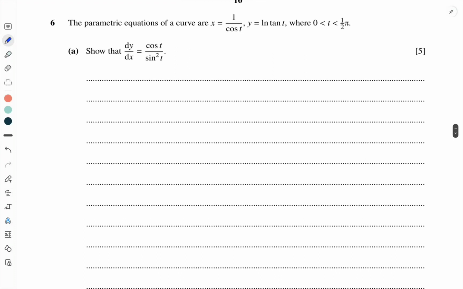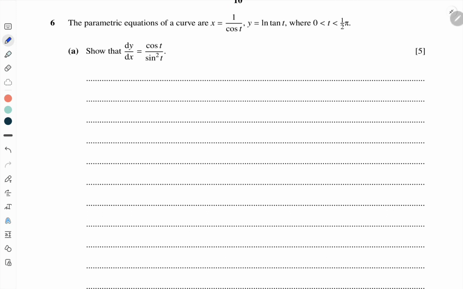Then we also take a look at number 6, which is a set of parametric equations. So what we have now is parametric equations of a curve. X is equal to 1 over cos t, y is equal to the natural logarithm of tan t, where t is greater than 0 and t is less than pi over 2. Show that dy dx is equal to cos t over sine squared t.